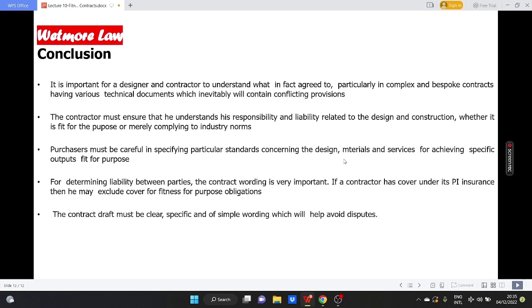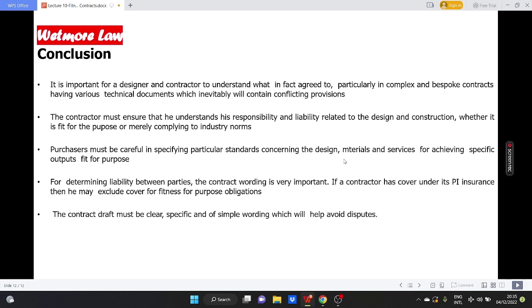Conclusion. It is important for a designer and contractor to understand what in fact was agreed to, particularly in complex and bespoke contracts having various technical documents which inevitably will contain conflicting provisions. The contractor must ensure that he understands his responsibility and liability related to the design and construction, whether it is fit for the purpose or merely complying with industry norms.